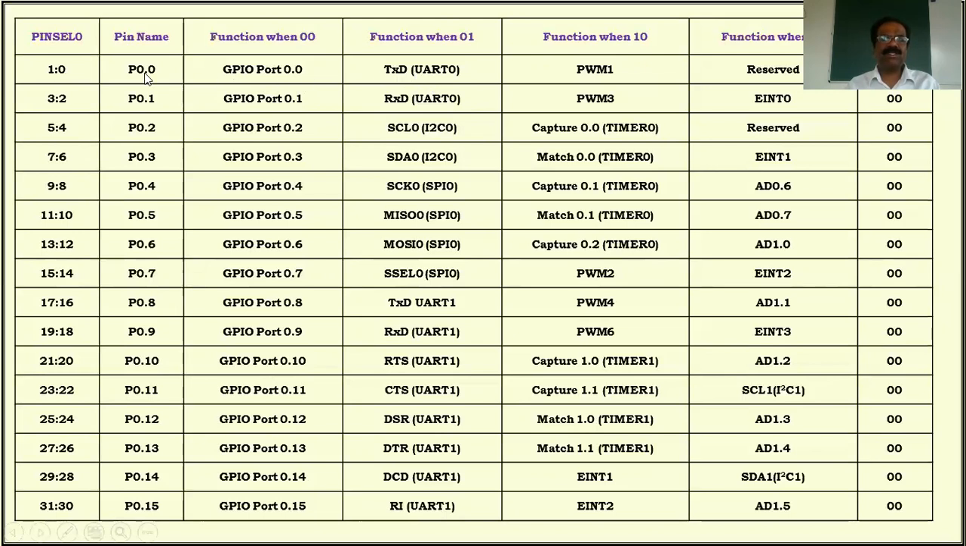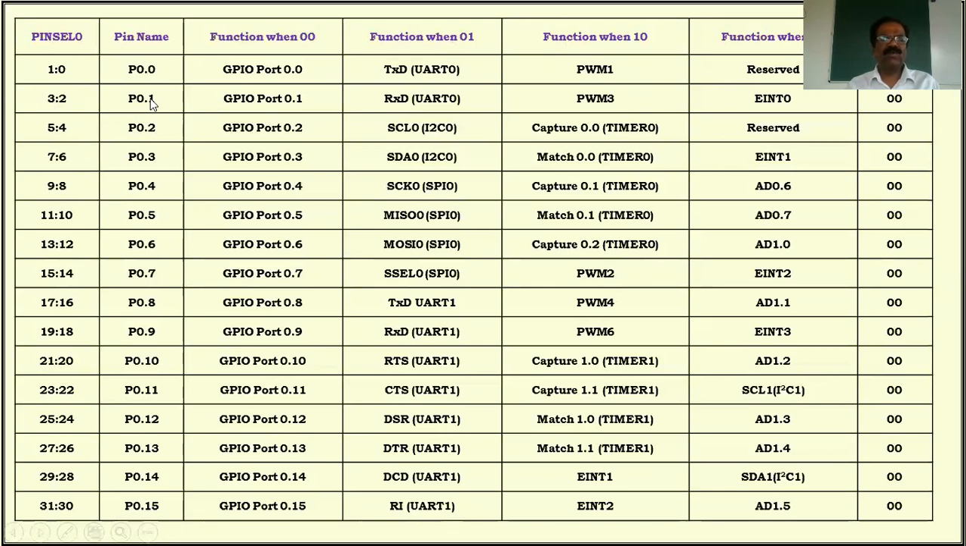We can use this as TXT. Then if it is 1, 0, there is an operation called pulse width modulation. If it is 1, 1, it is reserved. Like that, bit number 2 and bit number 3 are reserved for P0.1.